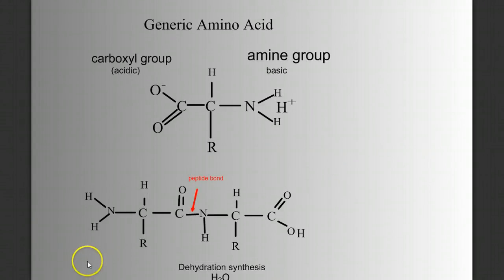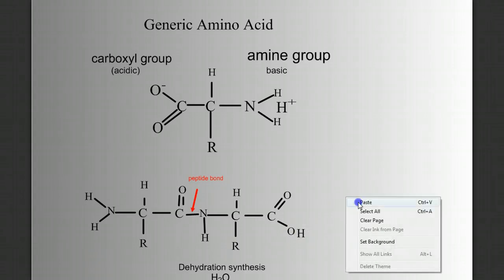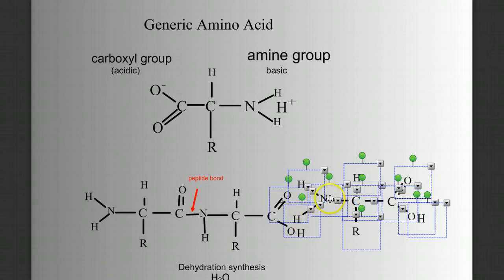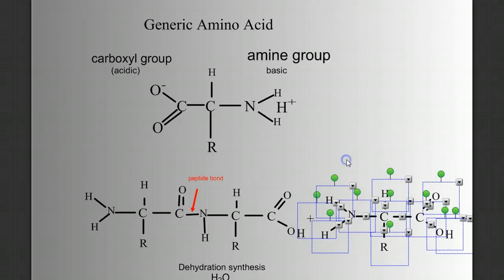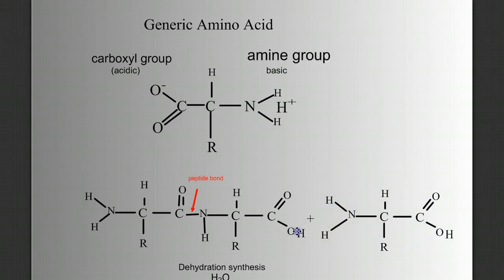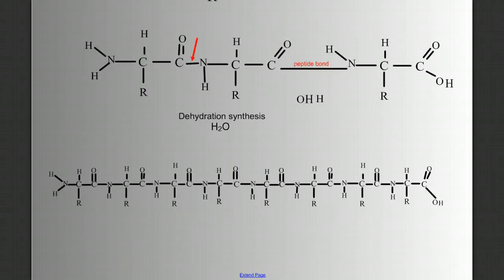So now I have a dipeptide, and you can see that if I grab another one and put that here, we could do the same thing again, pulling out water and building another peptide bond, and we could quickly make a tripeptide through dehydration synthesis, making another peptide bond. Again, we're making a polymer.